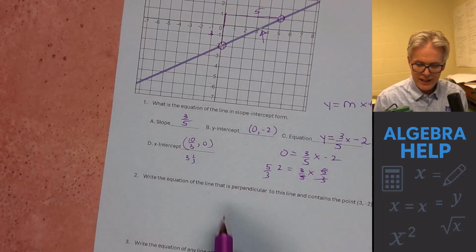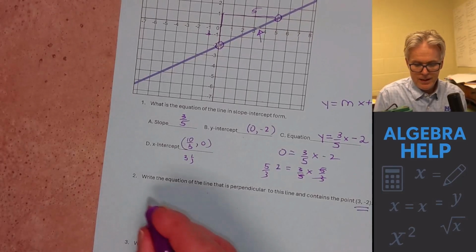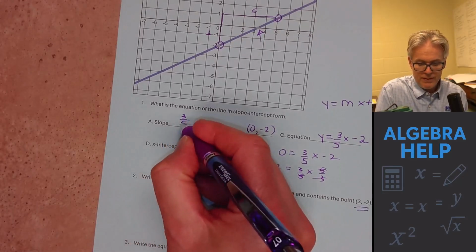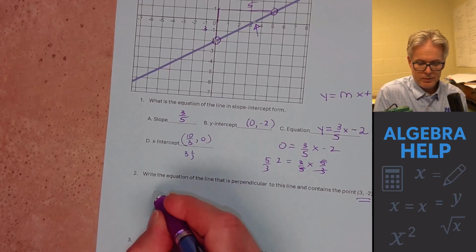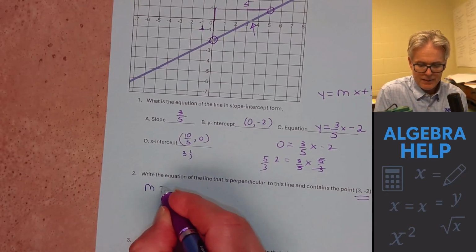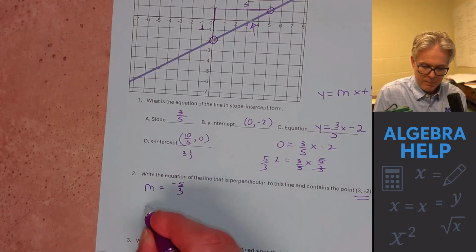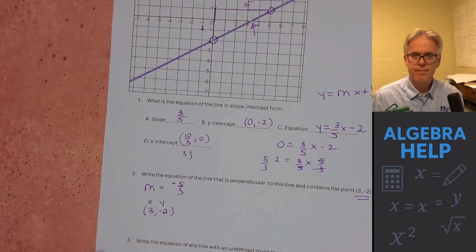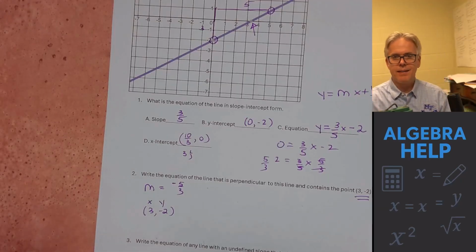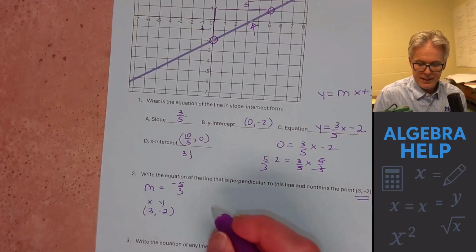Write the equation of the line that's perpendicular to this line and contains this point. Okay, so perpendicular. So here's the slope of this line. So what's the slope of my line going to be? It's the negative reciprocal. So my slope is going to be negative 5/3. Here's the point. I'm going to rewrite it: 3, negative 2. Label. It seems like half of mathematics is writing stuff down again and again and labeling. It just takes a lot of the thinking out of the way.